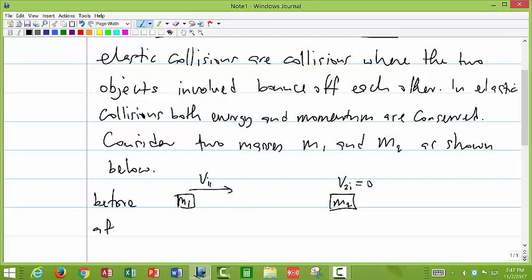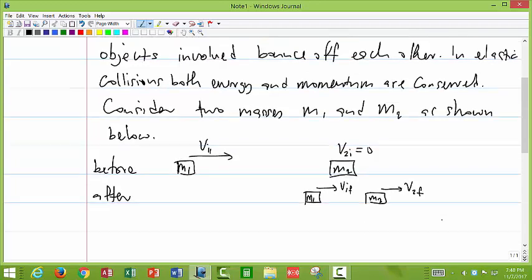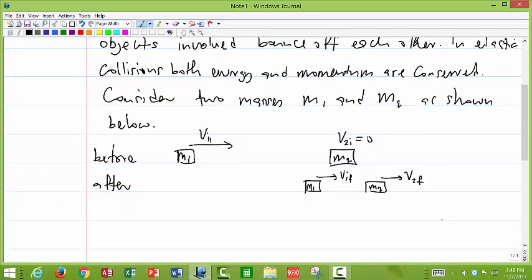And then after collision, we have M1 this way, moving with velocity V1 final, and M2 moving with velocity V2 final. So we can now write the total momentum before the collision and total momentum after collision, and then we shall do the same for energy.